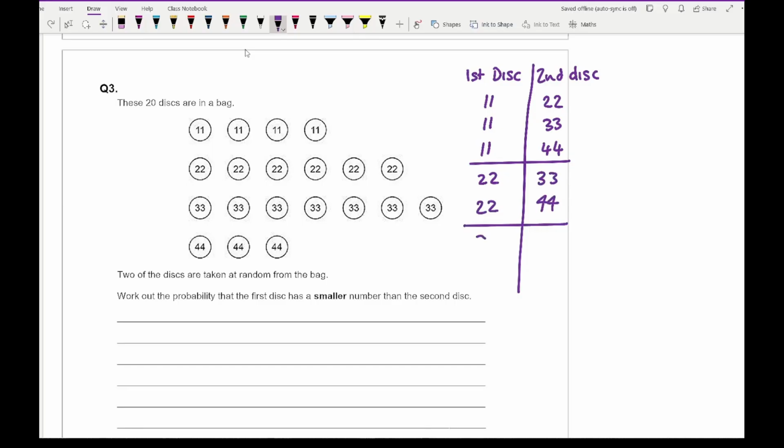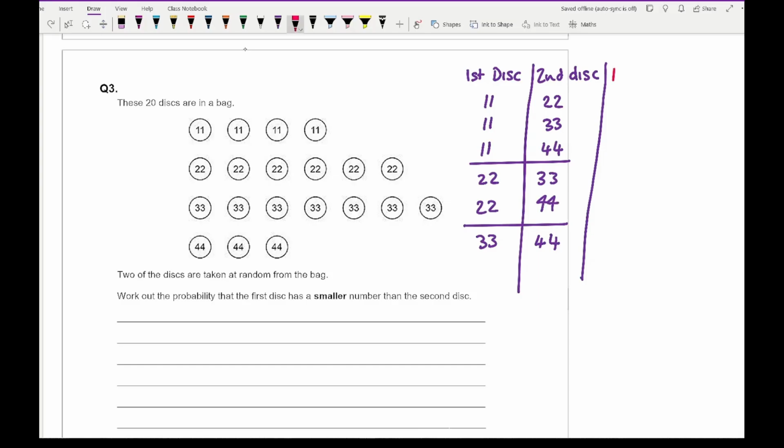Then if we pick 3, then the only possible outcome we can have is going to be 4. So what we need to do is work out the probability of each of these scenarios. Now remember that you're picking one out and then picking another one out, so this is going to be without replacement.